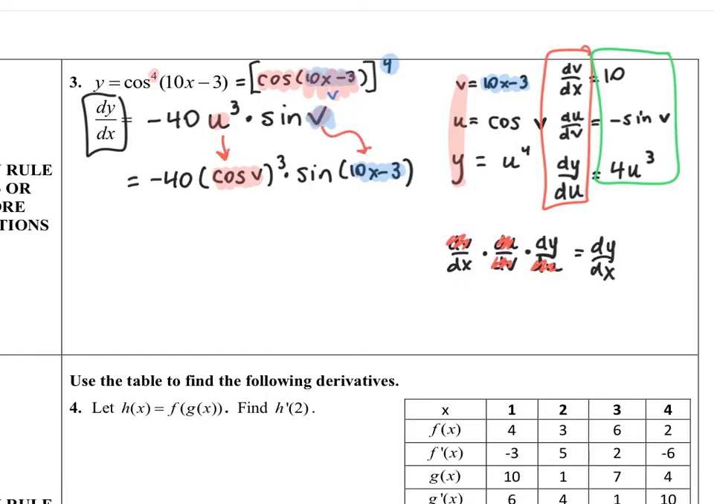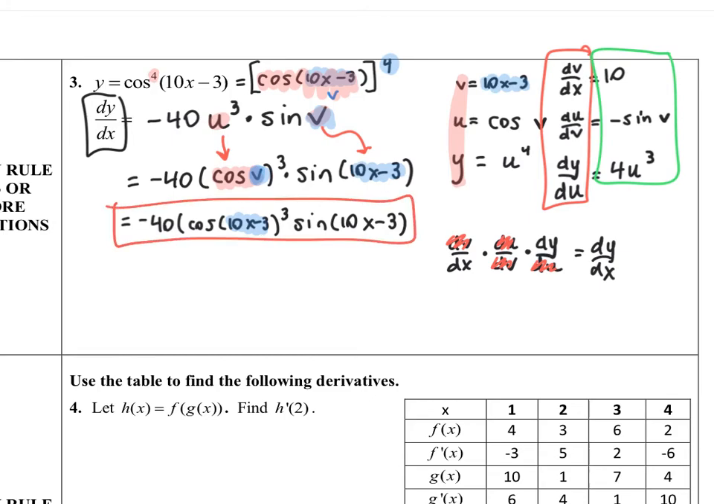Now I just have one more step to go, because if I want this in terms of x, I still have a v sitting here. So my last step was to replace that v with the 10x minus 3, and now I have everything in terms of x, and this is my derivative.